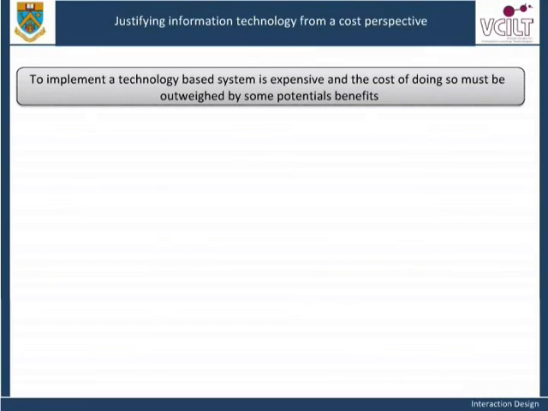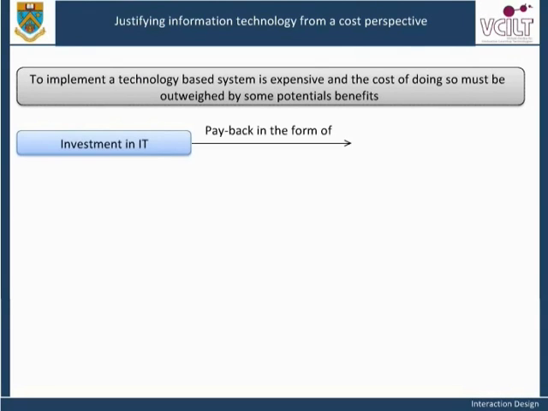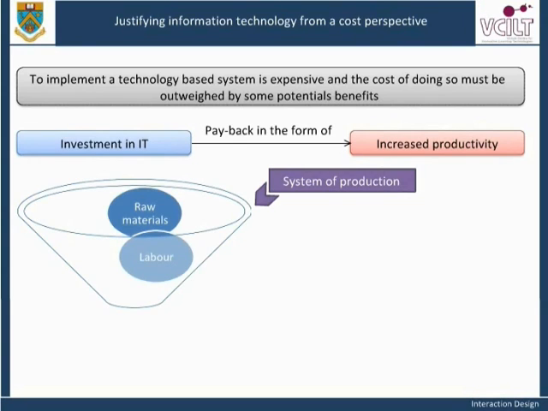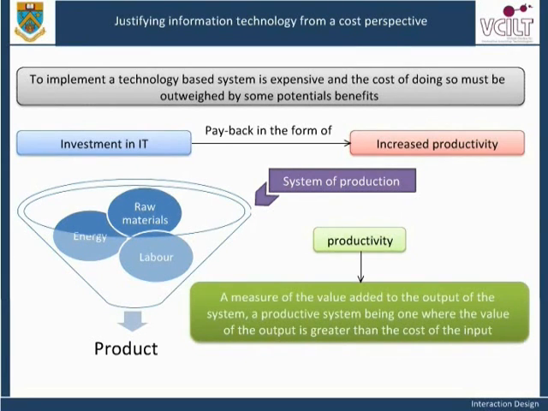To implement a technology-based system is expensive, and the cost of doing so must be outweighed by some potential benefits. Typically, when an industry makes an investment in IT, they expect a payback in the form of increased productivity. A system of production has inputs, labor, raw materials, energy, and outputs, the product. Productivity is a measure of the value added to the output of the system, a productive system being one where the value of the outputs is greater than the cost of the inputs.